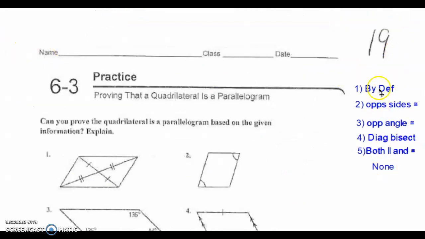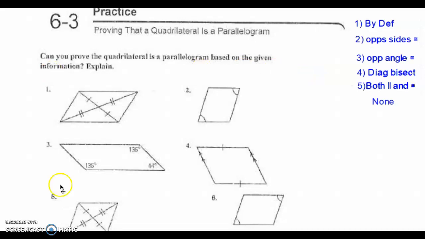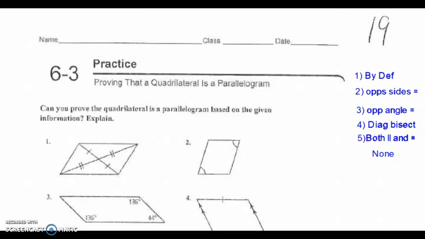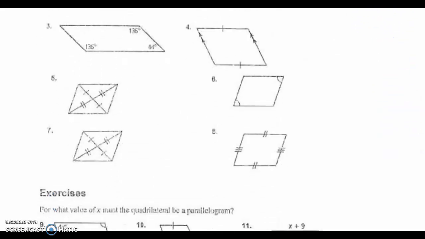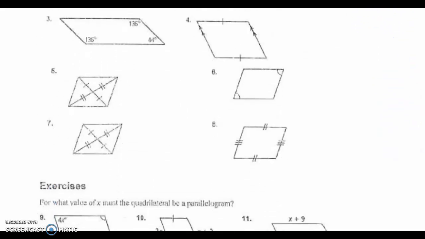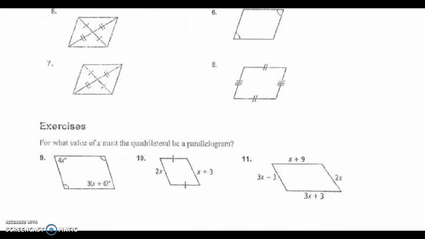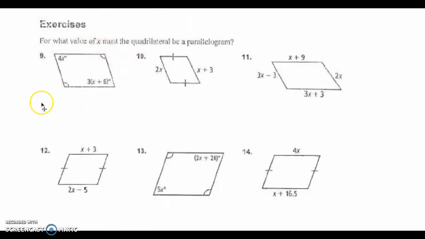I've written up your ways to prove a quad is a parallelogram. We have our 5 ways, and then we also have a none. So what I'd like you to do is this page here. This is handwritten page 19. And, gee, it looks like both of these are the exact same problem. That's interesting. And then I'd like you to also do down in here.